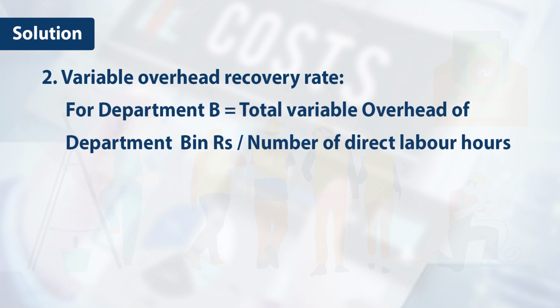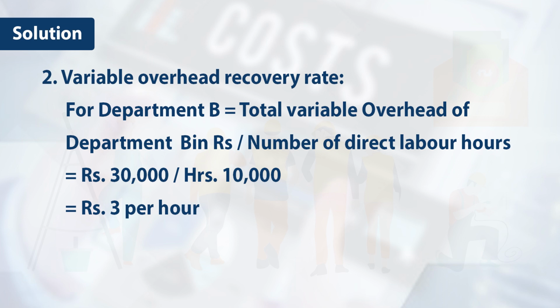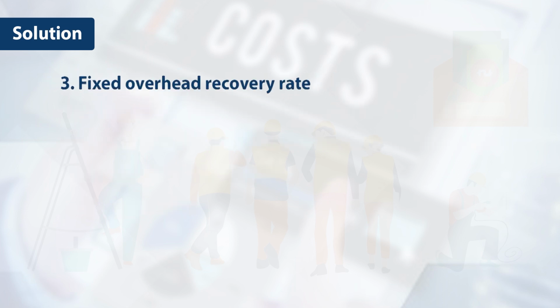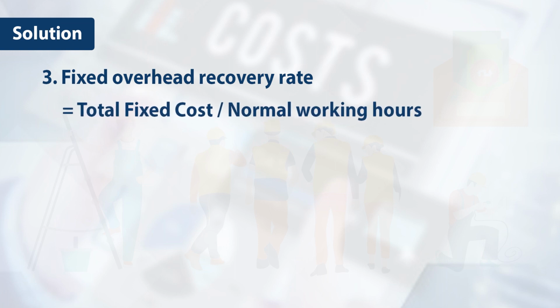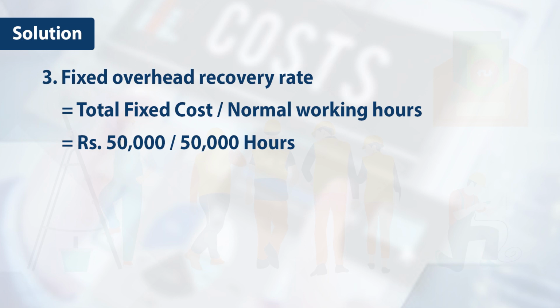For Department B, the formula is total variable overhead of Department B in rupees divided by number of direct labor hours, which is equal to rupees 30,000 divided by 10,000 hours, which will give us a rate of rupees 3 per hour. Third, we will calculate the fixed overhead recovery rate, which is equal to total fixed cost divided by normal working hours. Total fixed cost given is rupees 50,000 divided by 50,000 hours, giving us a rate of rupees 1 per hour.